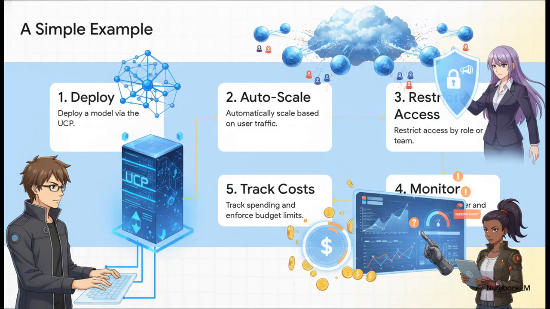Let's make this concrete with a quick example. Okay, step 1. A developer deploys a new model with a single command to the UCP. Easy. Step 2. Traffic starts to spike, so the UCP automatically scales up the resources. No one has to get paged at 2 a.m. Step 3. It enforces access rules, so maybe only the marketing team can use this new tool. And steps 4 and 5, you're watching its performance and tracking costs from a single dashboard with alerts to make sure you stay on budget. It's all managed from one central spot.